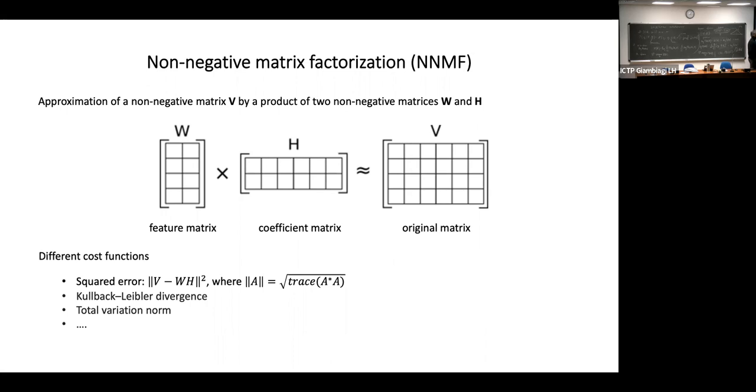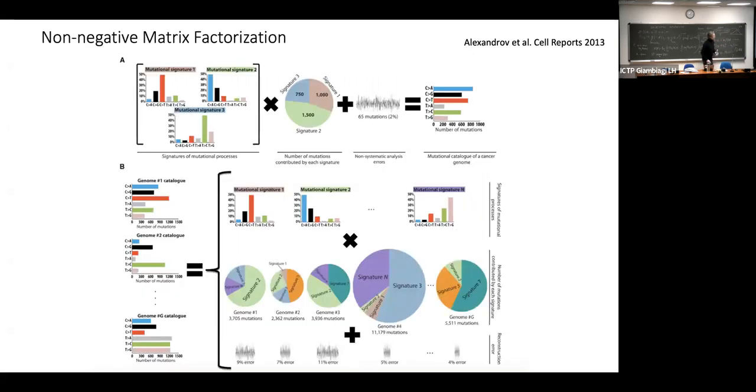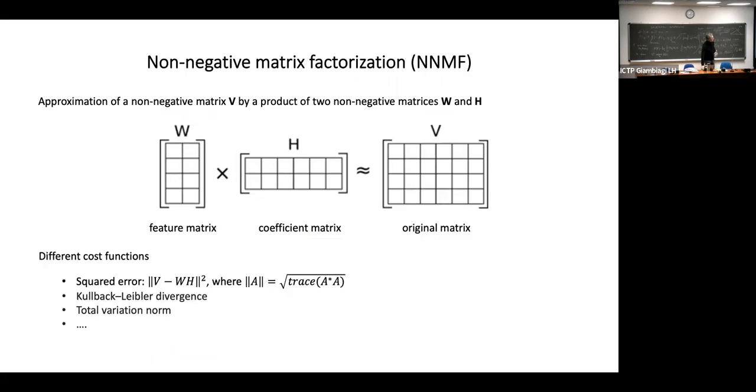Just to be clear, and maybe I could have added a second slide on this, in the original matrix, what is an entry? Here, every row is a patient, and every column is one of those 96 mutation types that we discussed. That is, a point mutation, one single nucleotide change, plus the two flanking bases. So we have 96 triplets, and here you have counts of those triplets for one patient and then across patients. Each row is one patient. Now you split it into matrices where on one side you have the signatures, and on the other side you have intensities for those signatures.